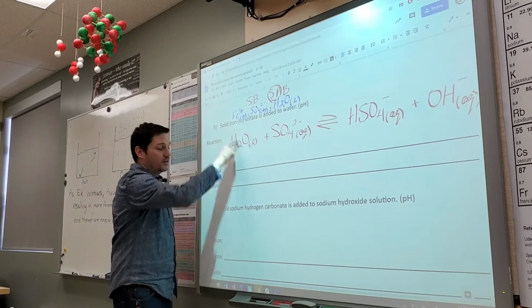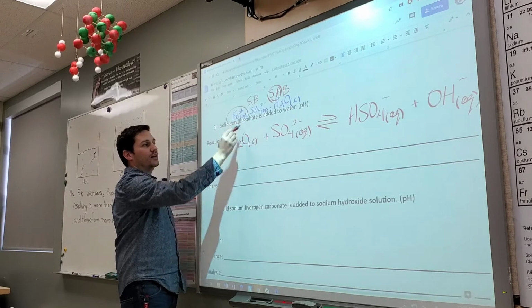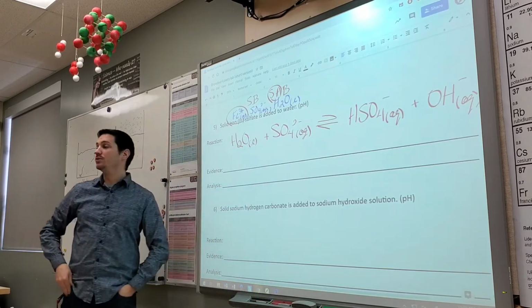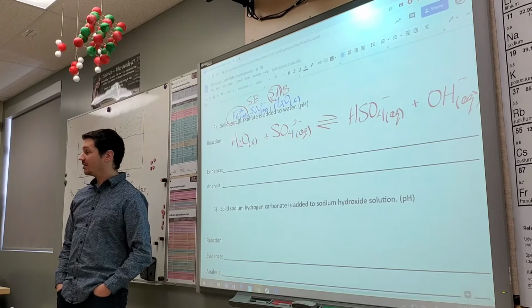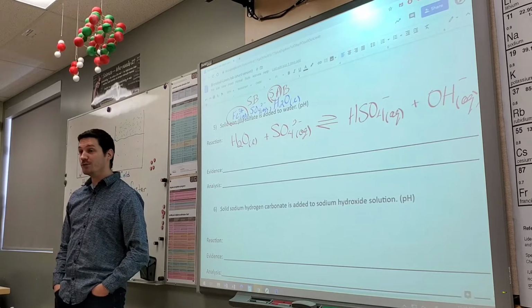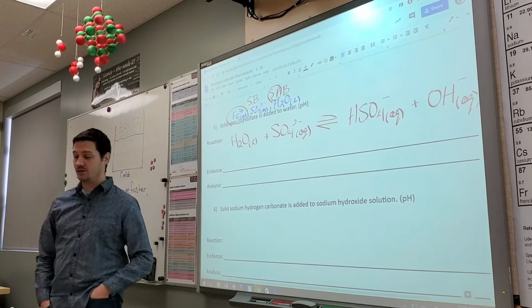Does iron 3 plus have any protons to donate? It is an acid, and it's actually a very corrosive acid. Iron 3 plus ions are actually a really corrosive acid.